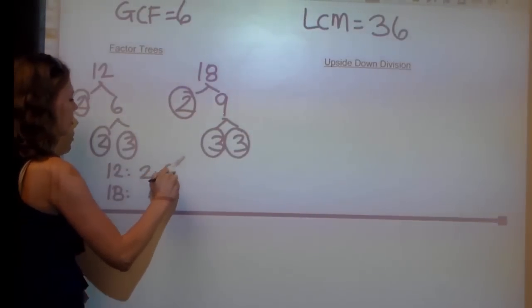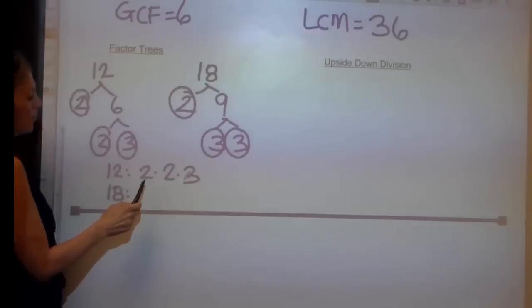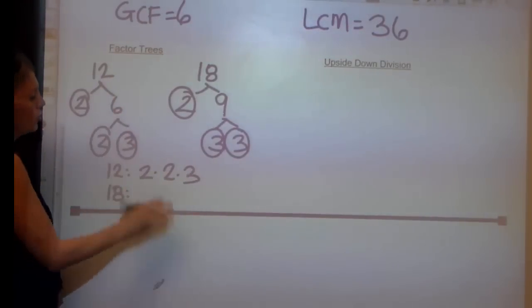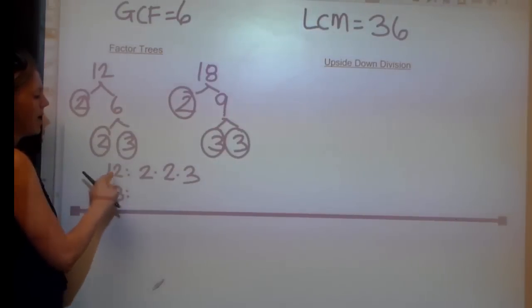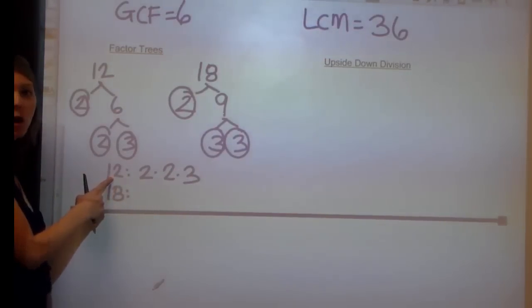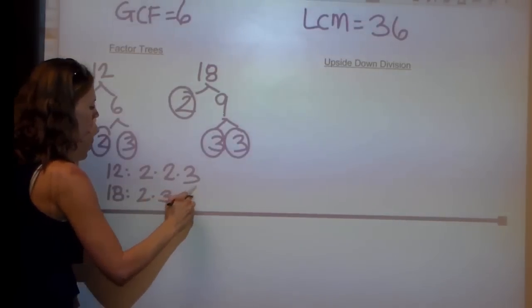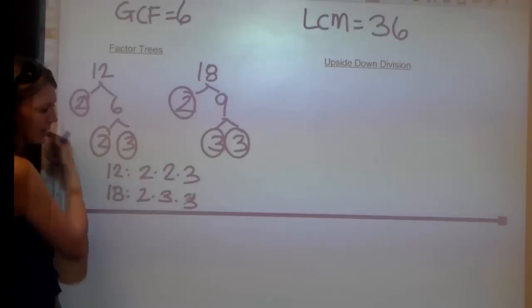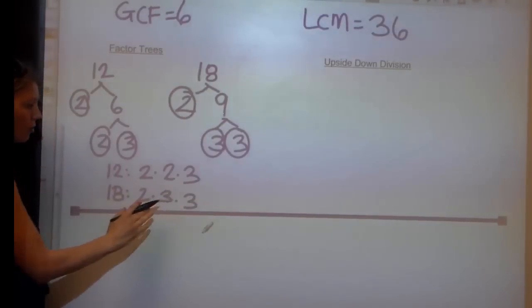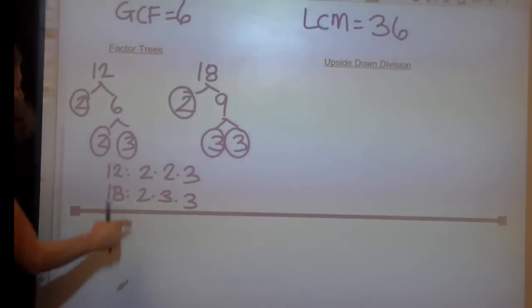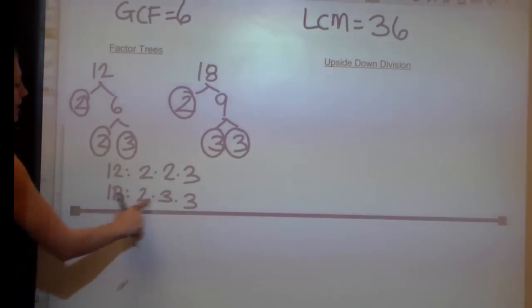So 2 times 2 times 3. And when I multiply 2 times 2, I get 4. 4 times 3 is 12. When you do your products, when you multiply, you need to get 12 as a product. So 18, I'm going to have 2 times 3 times 3. Again, 2 times 3 is 6. 6 times 3 is 18, so that is correct. So that would be my prime factorization of 12 and my prime factorization of 18.